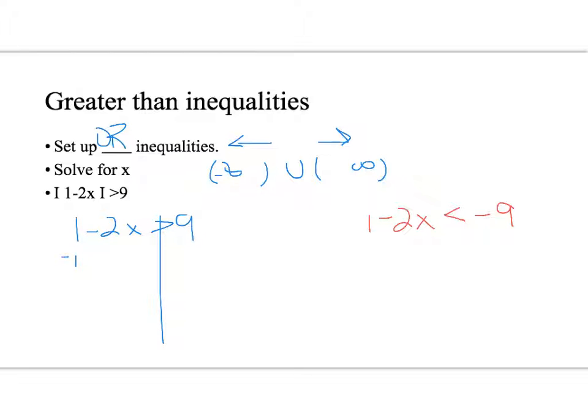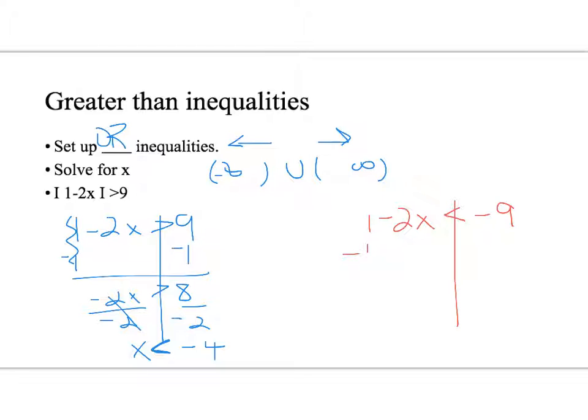So we'll subtract 1 here and get negative 2x is greater than 8. Divide by negative 2 and get x is less than. We have to switch the inequality the other direction because we divided by a negative. We'll get negative 4. Over here in red, we'll still subtract 1 first. We'll get negative 2x is less than negative 10, and then divide by negative 2. Again, we're dividing by a negative, so we're going to flip our inequality the other direction and get a positive 5.